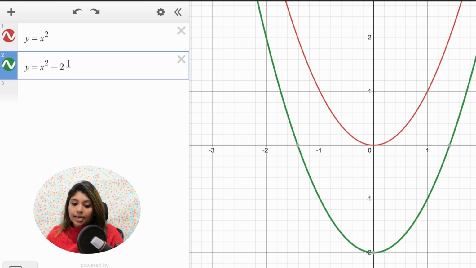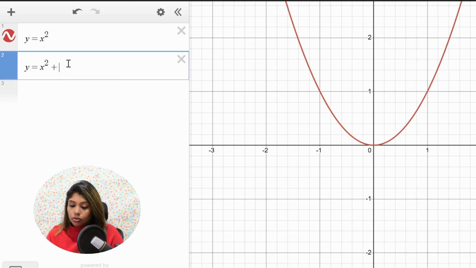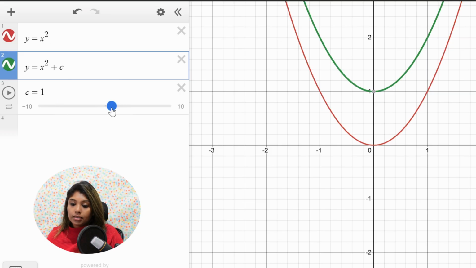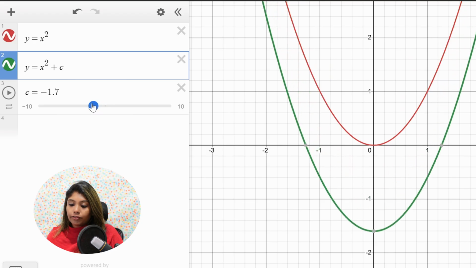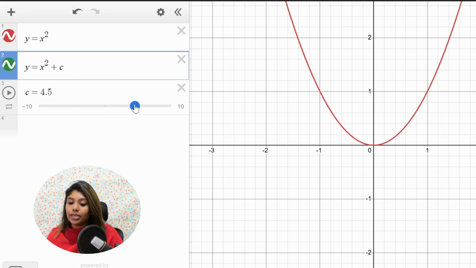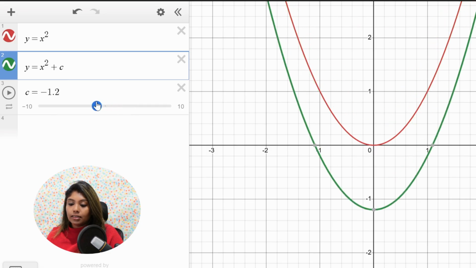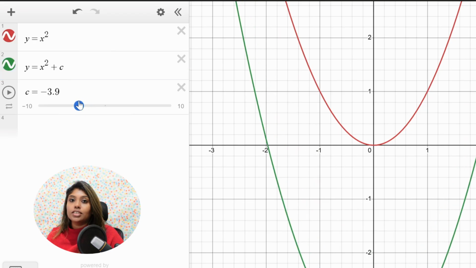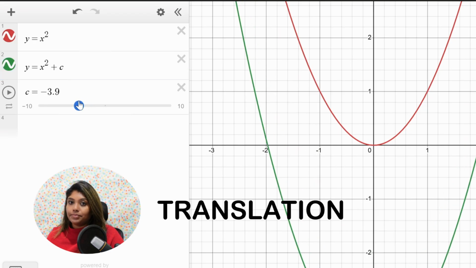Now I'm going to add a slider here so you can see what happens every time the c changes. As the c keeps changing, you can see that the graph moves up and down by as many units as you have mentioned. If it is a positive value, the graph is moving up. And if it is a negative value, the graph is moving down. This motion is called translation.